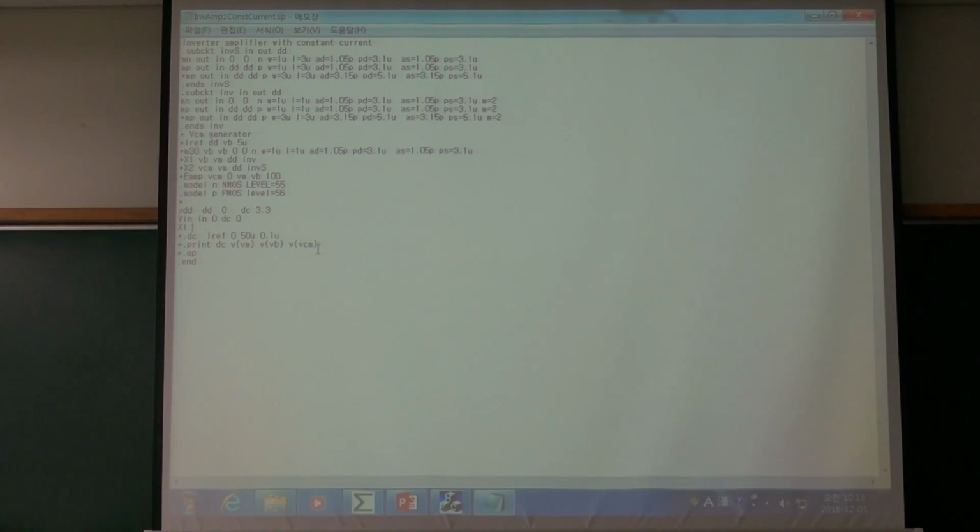X1 in out inverter. .DC V in, 0.1 millivolt or just 1 millivolt. .print DC V out, V in, current, supply current. Okay.